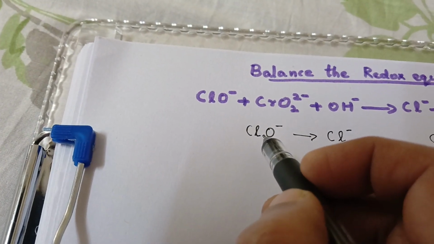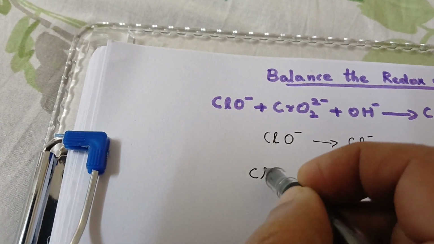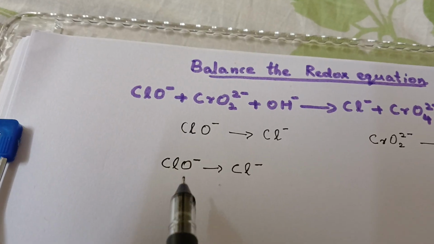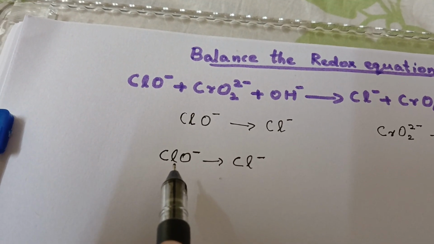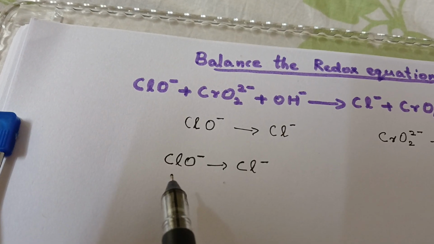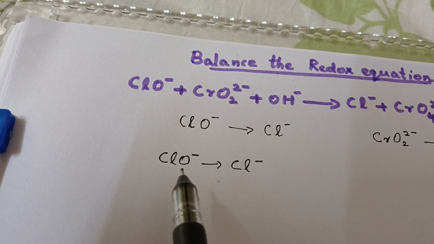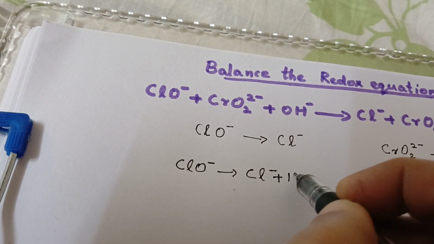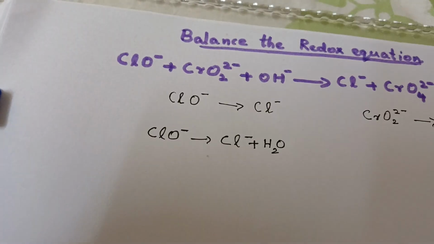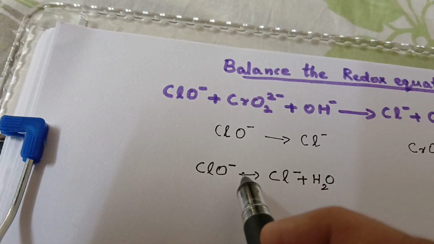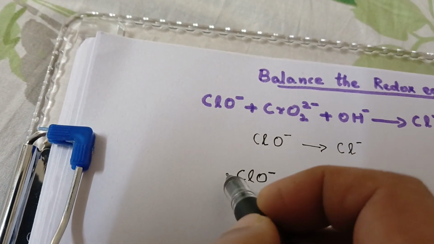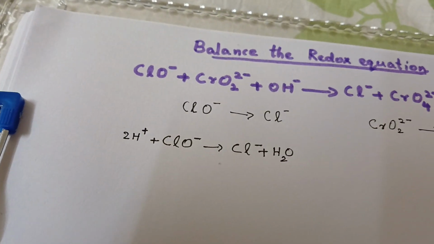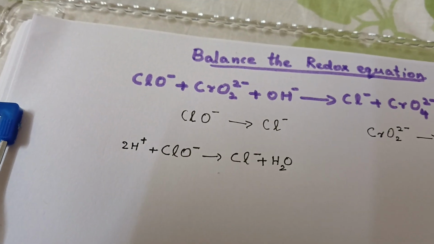So let us take this first reaction, that is ClO minus giving Cl minus, chlorate giving chloride. See, there is one chlorine atom each on both sides. They are balanced. One oxygen atom on the left hand side, so in order to add an oxygen atom, we have to add one molecule of water to the right hand side. Oxygens are also balanced now. Now two hydrogen atoms on the right hand side, so we will add two H plus ions on the left hand side. So all the atoms are balanced now.